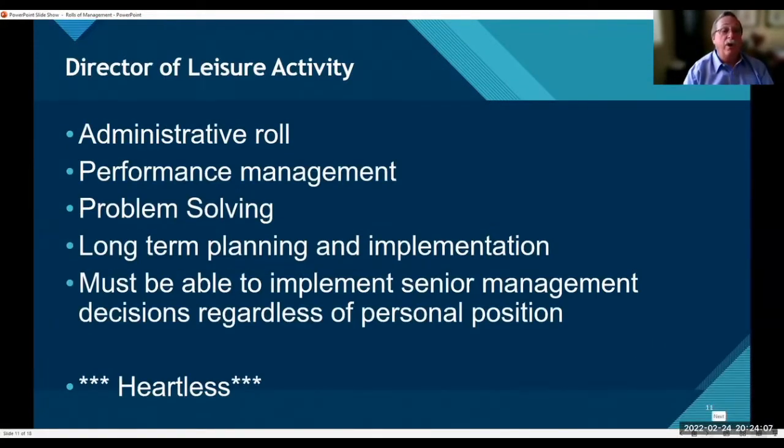So the director of leisure activity is an administrative role. Their performance management, they're looking to make sure that departments are running smoothly, that everybody under them is chugging along. If they need anything, they're there to do it. They're the first layer of what I call problem solving. I have a problem, I need to solve that.